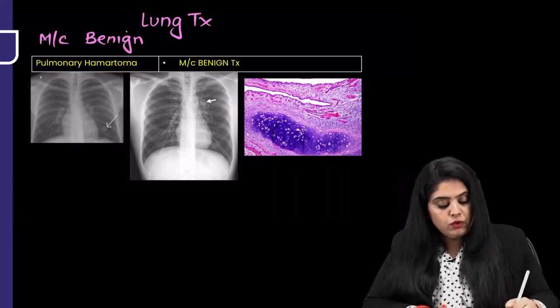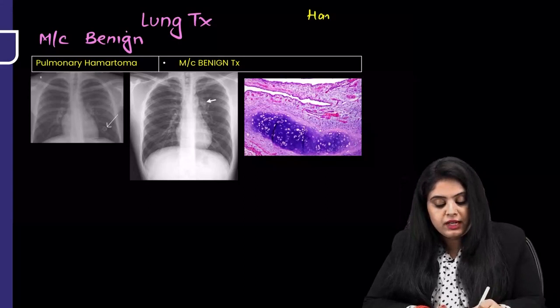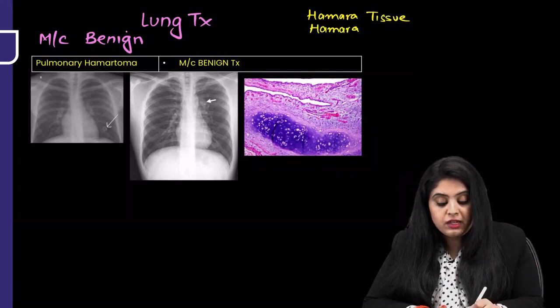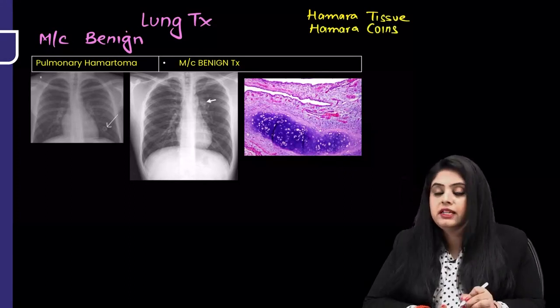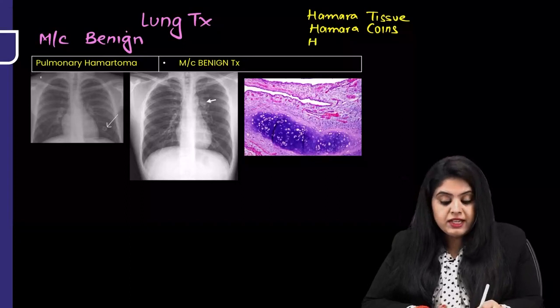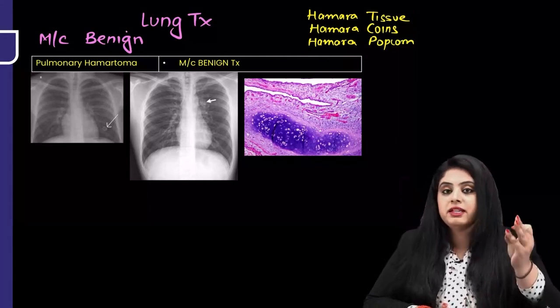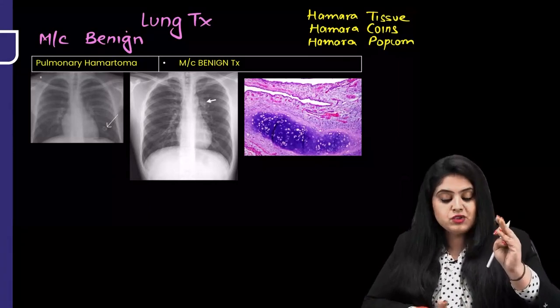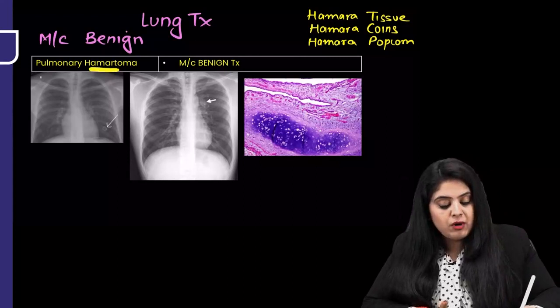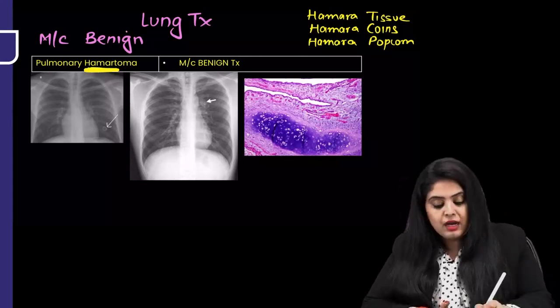And I want to remind you of one mnemonic. I used to tell you that it is going to be hamara tissue, and then I used to tell you that hamara hi popcorn hai, hamara hi coins hai. I have paid the money, so I will get to eat the popcorn and I will get to take the tissue paper. So I have paid the money, I get the popcorn, I get the tissue paper. Means when I'm talking about pulmonary hamartoma, hamara tissue.